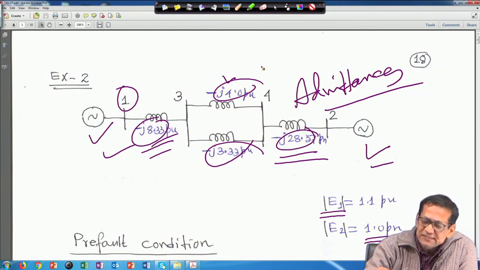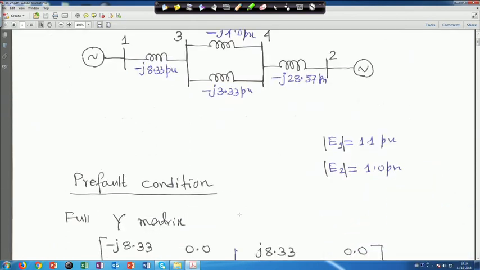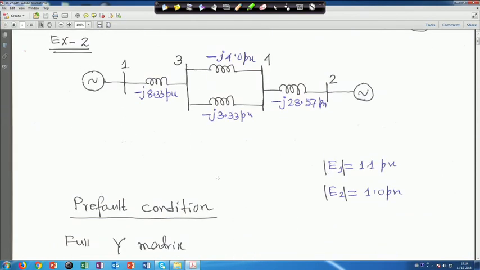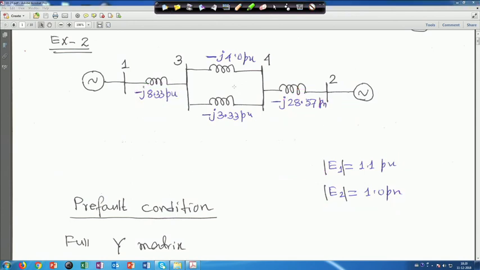And this is E1, this is E2, and then for the pre-fault condition, if you form the Y matrix, you have 4 buses, 1 2 3 4, right. The voltages E1 and E2 are the generator terminal voltages behind the transient reactance, which we have converted to admittance. Basically these are the voltage magnitudes behind transient reactance, right. So, this is your pre-fault condition Y matrix. Just looking at this you can easily make it, right.